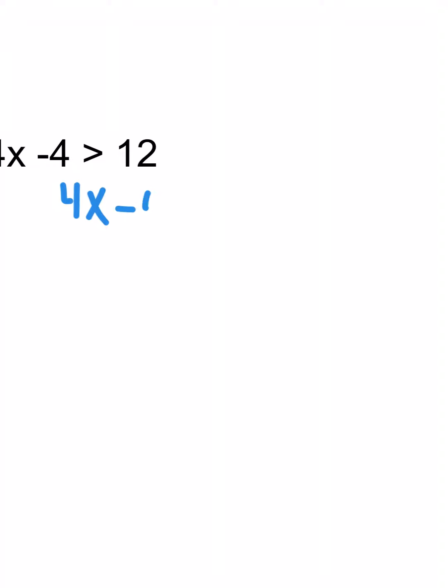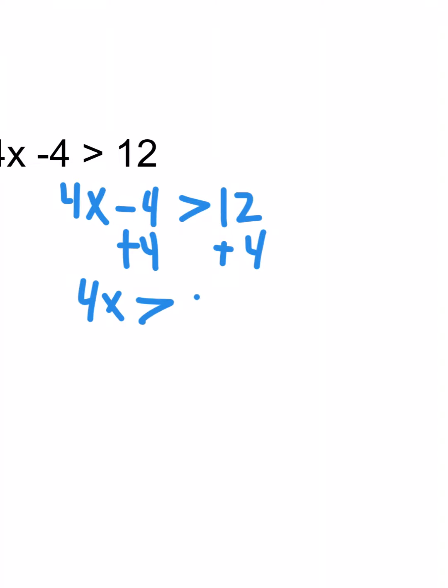4x minus 4 is greater than 12. So you'll add 4 to both sides, and you get 4x is greater than 16. We'll divide by 4, and you get x is greater than 4.